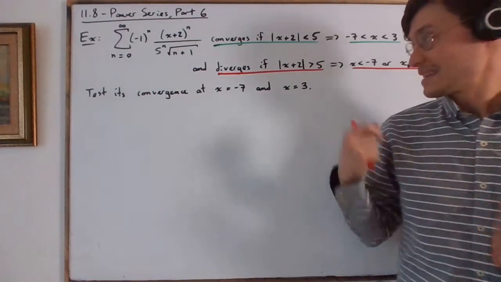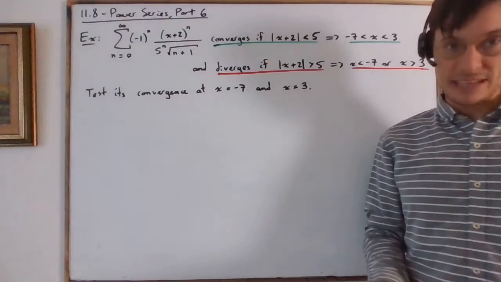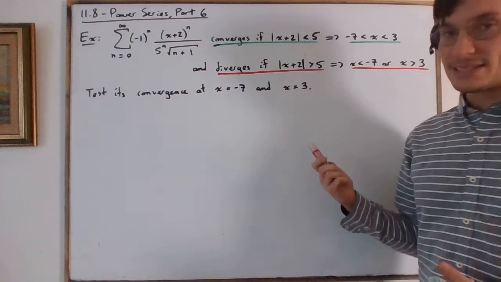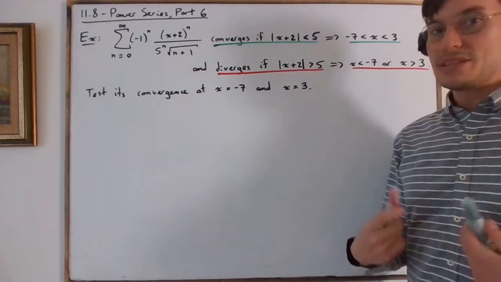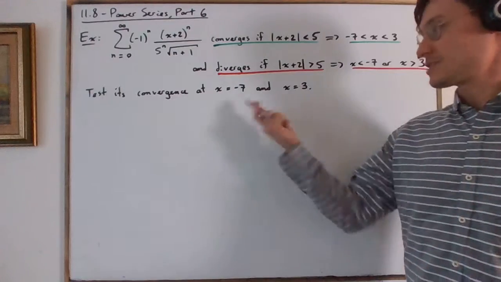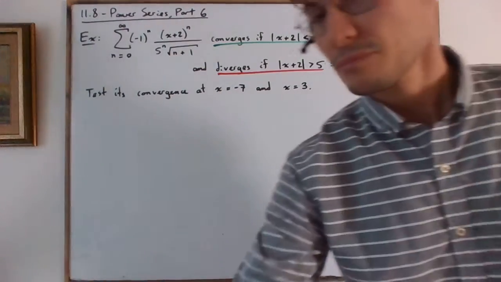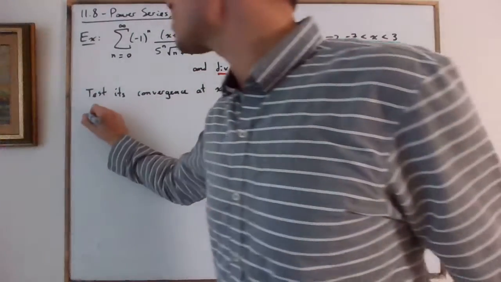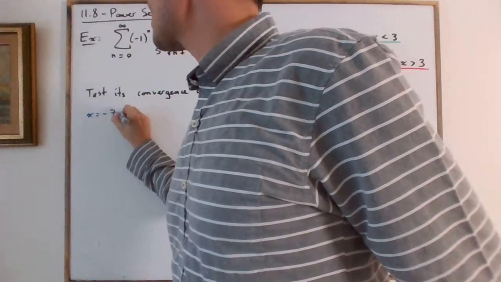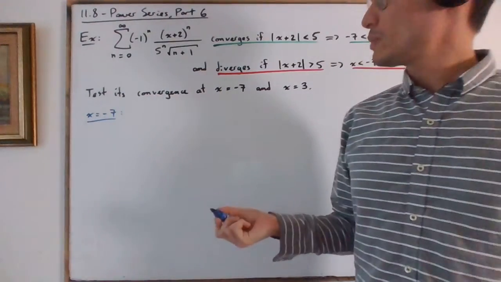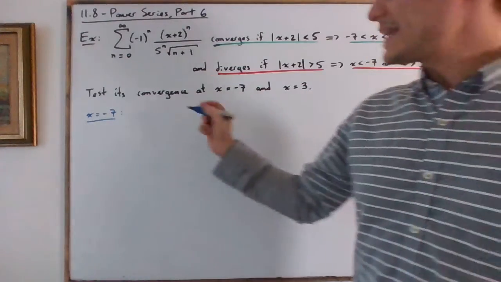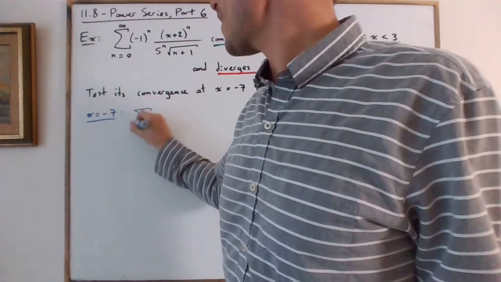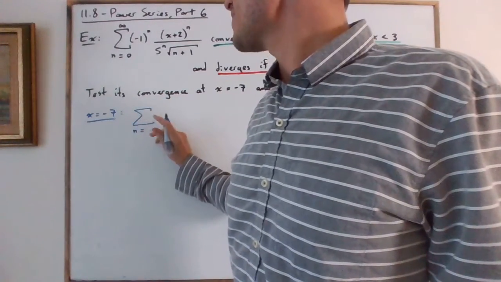But when x is exactly equal to -7 or exactly equal to 3, we saw that the root test actually fails. So we need to use another test of convergence for these two values of x. So that's what we're going to do now. We're going to determine first the case x equals -7. What is happening there? What we have to do is very simple. We have to replace x with -7 in this series.